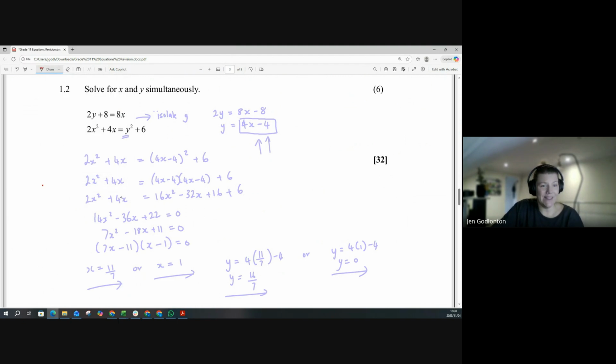Marks for this one. You would definitely get a mark for doing the substitution of your simplified y. You'd get a mark for getting this one to the standard form, a mark for dividing by 2, a mark for factorizing. What are we on? 2, 4, a mark for your 2 x values, and a mark for your 2 y values.